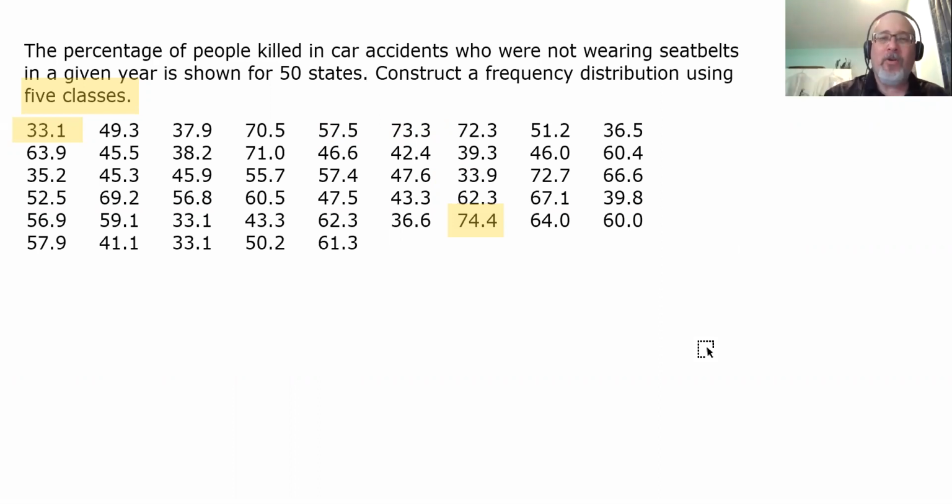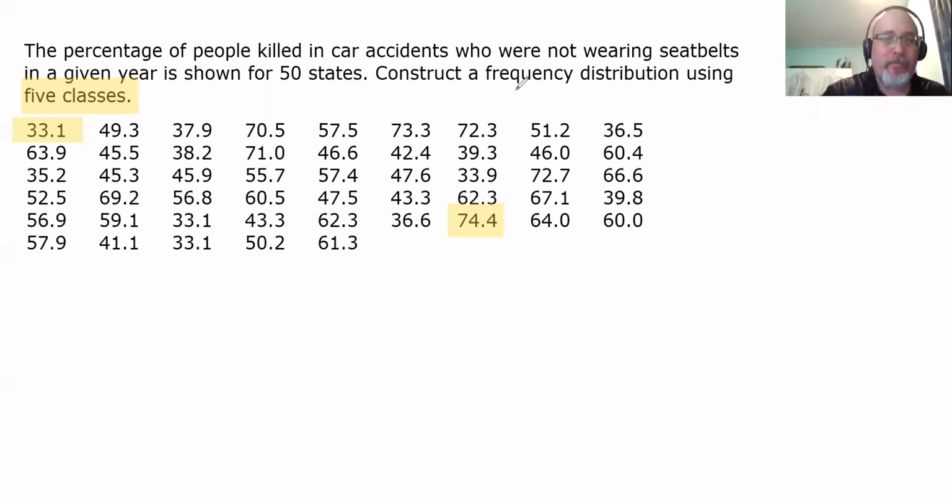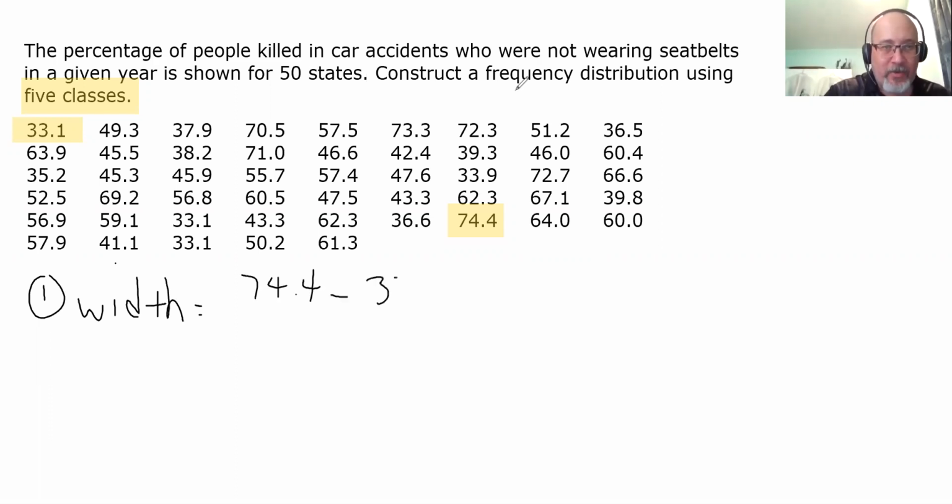All right, so now that we have our lowest and highest values, we can do our first step, which is to calculate the class width. The class width, or just width for short, is the highest value, 74.4, minus the lowest value, 33.1, divided by the number of classes. That's just a straightforward calculator problem. There's no need to dilly-dally with it. When you do the math, you get 8.26. At least that's what I got.